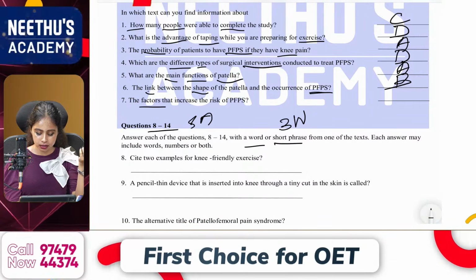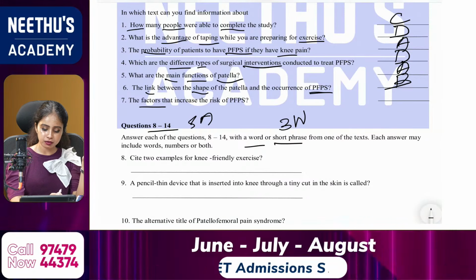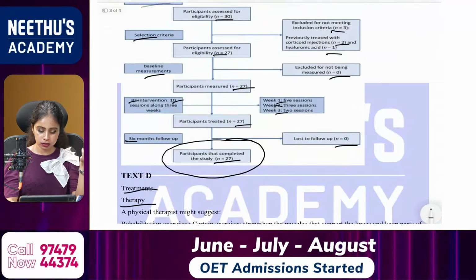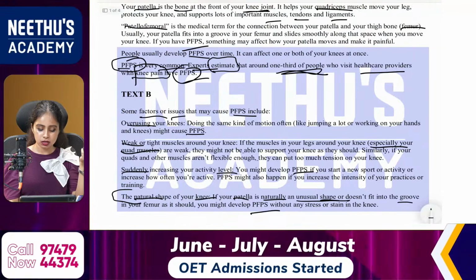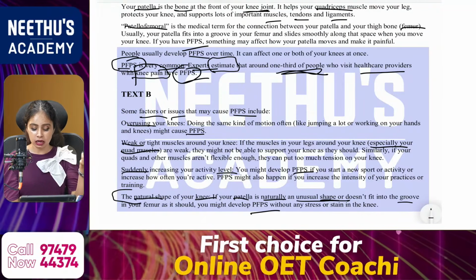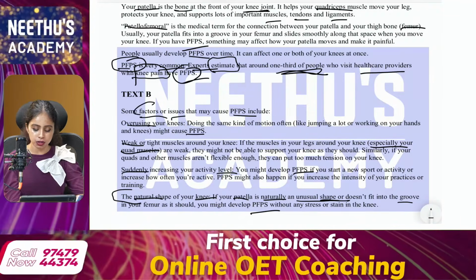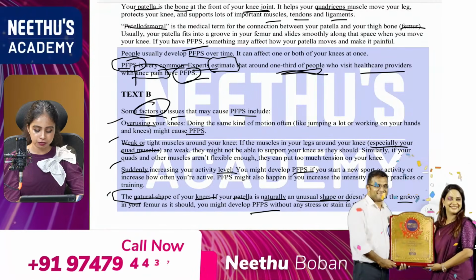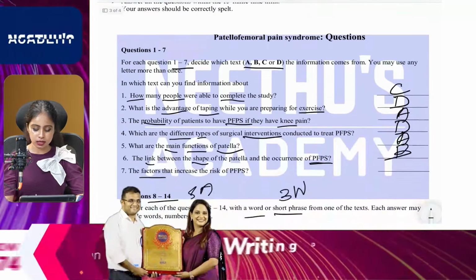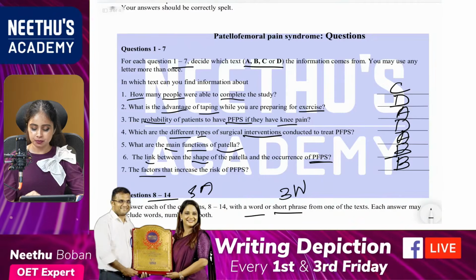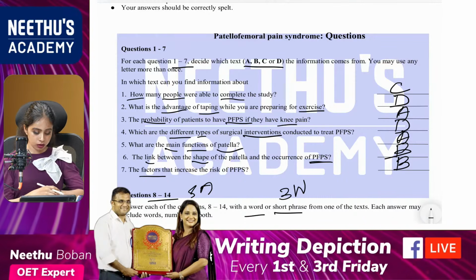Seventh one, the factors that increase the risk of PFPS. So what are the factors? Again, it is very clear, the same text: some factors or issues that may increase PFPS include, so these are the factors. So again, our answer is text B.